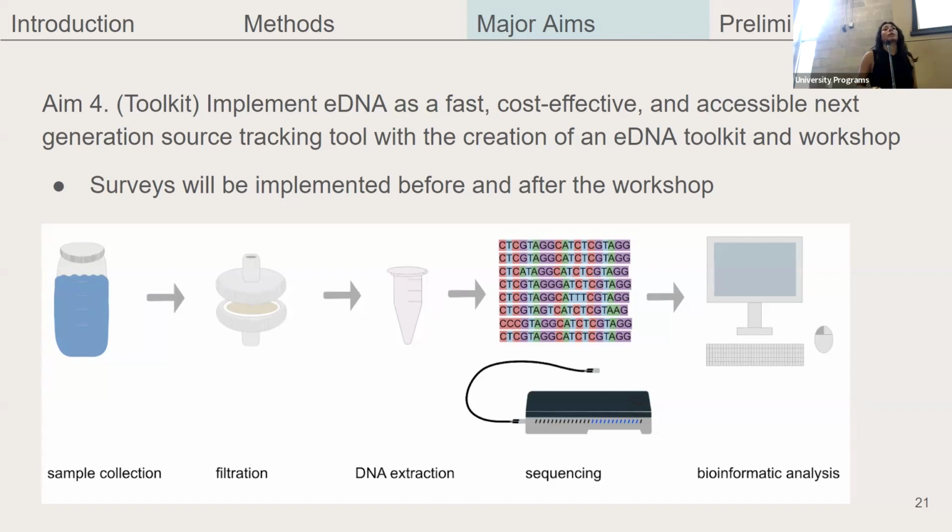And I will also be surveying the participants before and after the workshop to get an idea of their knowledge and retention and the usefulness of the workshop and the toolkit. And I'm hoping that this will be a nice unit that others can use in different areas.